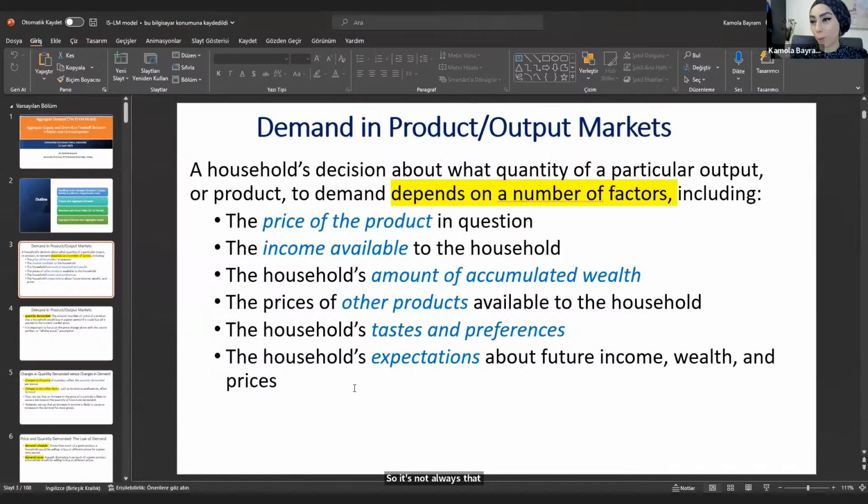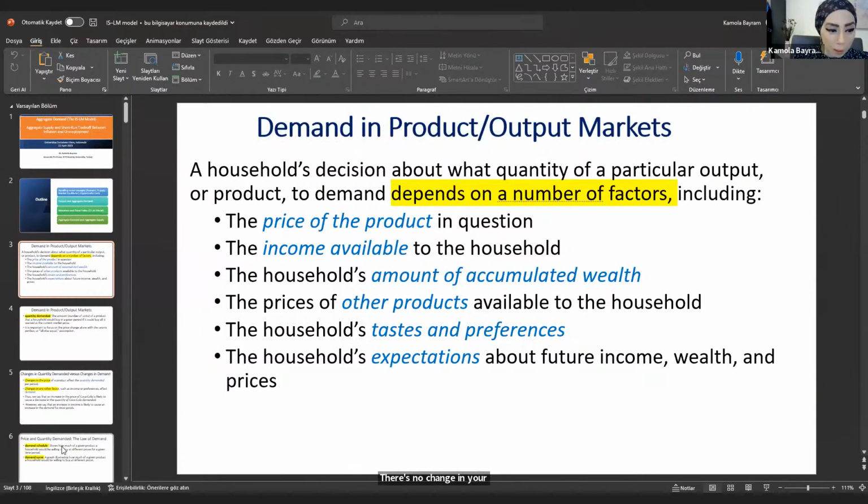That's why we say, when we talk about the price changes on the demand slope, other things have to be ceteris paribus, which means they have to stay stable. There is no change in your tastes and preferences. There is no change in your expectations, and so on and so forth.